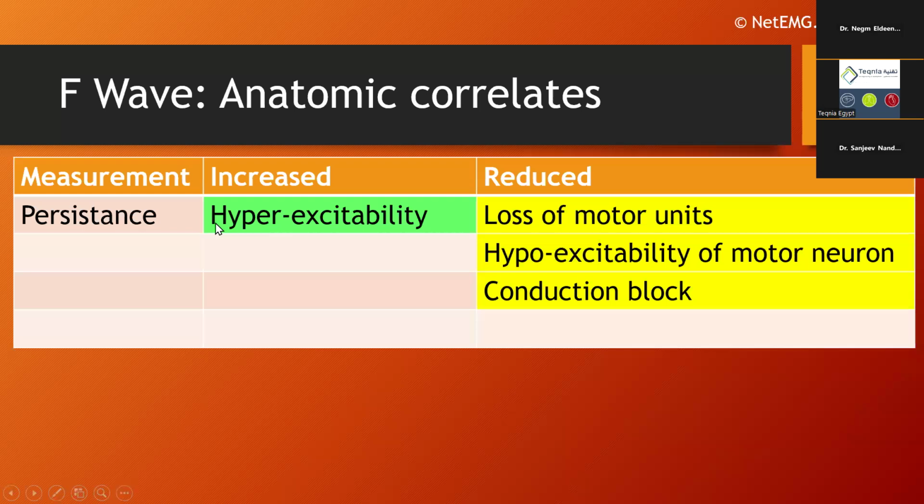Another important parameter is the persistence, which tells us the hyperexcitability or lack of excitability. You can get fewer F waves due to loss of motor units, or you can also get fewer motor units due to conduction block. So to my mind, the latency is useful to study demyelination, but the other parameters such as persistence and amplitude and waveforms give us a lot of useful information that can be analyzed to get extra information.